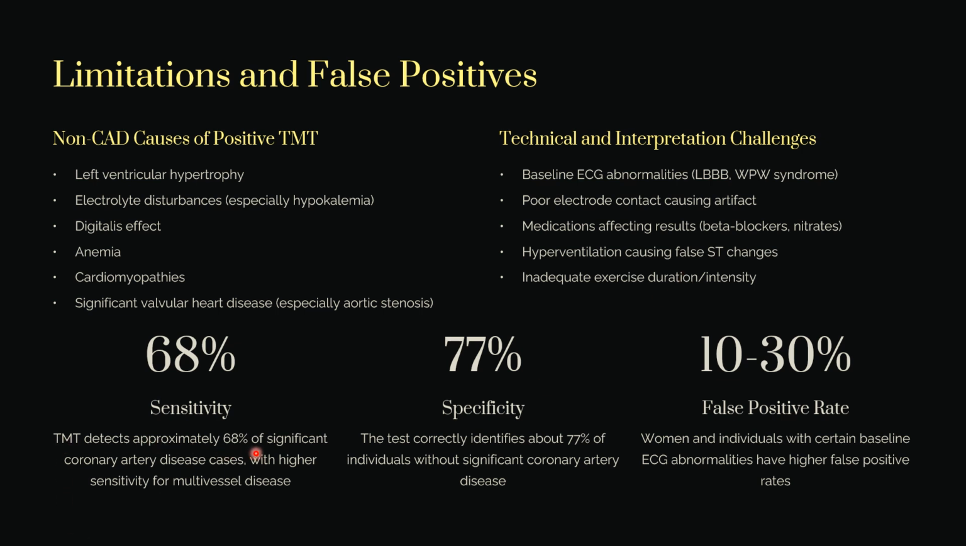TMT detects approximately 68% of significant coronary artery disease cases with higher sensitivity for multivessel disease. So 68% positivity means sensitivity is there. The test correctly identifies about 77% of individuals without significant coronary artery disease. So this is the specificity level. And the false positive rate is 10 to 30%, more in women and individuals with certain baseline ECG abnormalities.